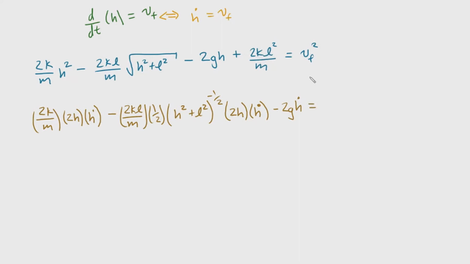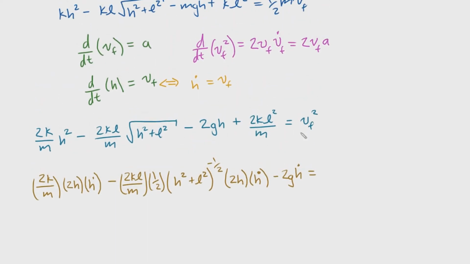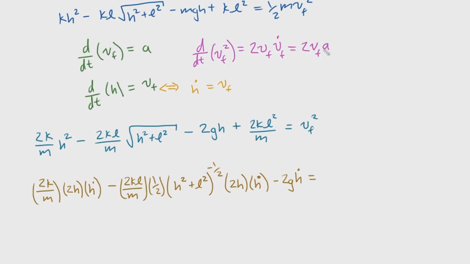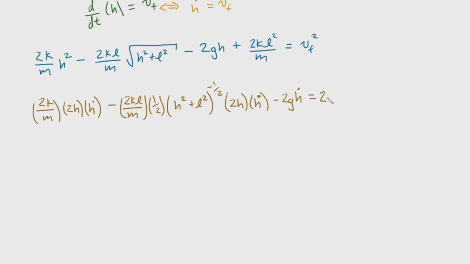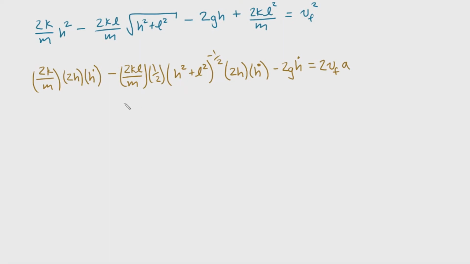And as we said earlier, the derivative of velocity squared is simply 2 times the velocity times acceleration, and that's again using the chain rule. So we can say 2 vf times acceleration. So knowing that vf equals h dot, we could cancel out the vf's and h dots on each side and have an equation that is set equal to acceleration. So all I'm going to do is divide by 2vf or 2h dot.